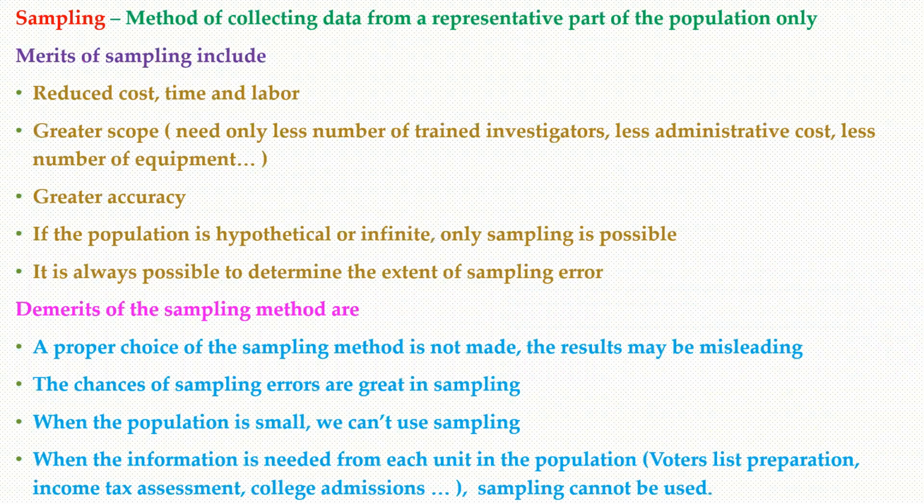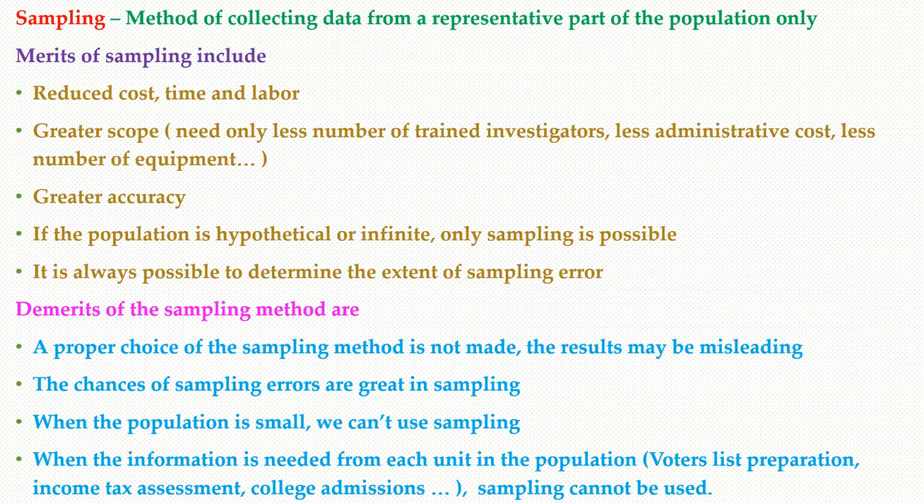Next is sampling. Sampling means a method of collecting data from a representative part of the population. That is what we call sampling. The advantage of approaching the sampling method is that it reduces cost, time, and labor. At the same time, there is greater scope and greater accuracy.